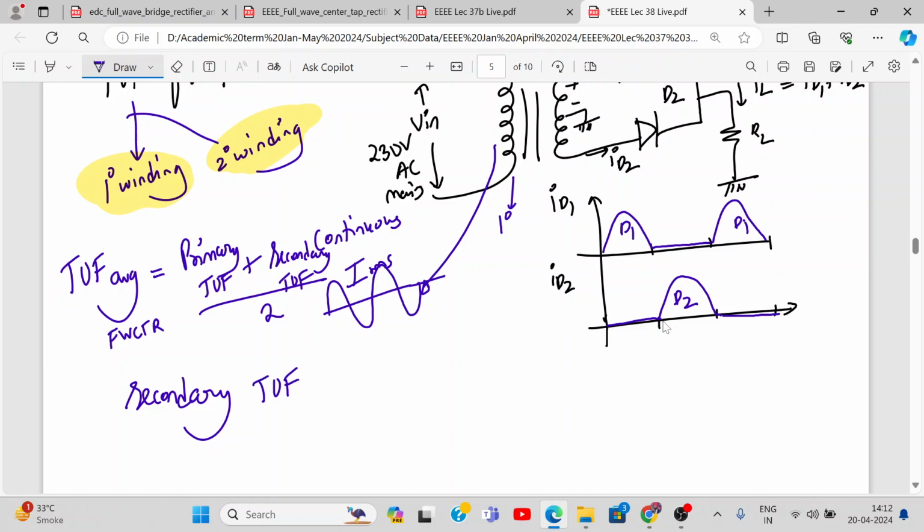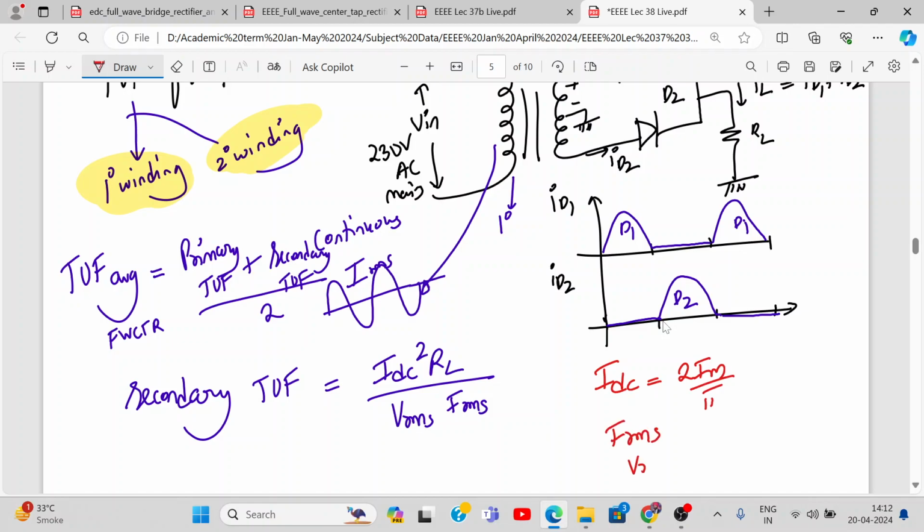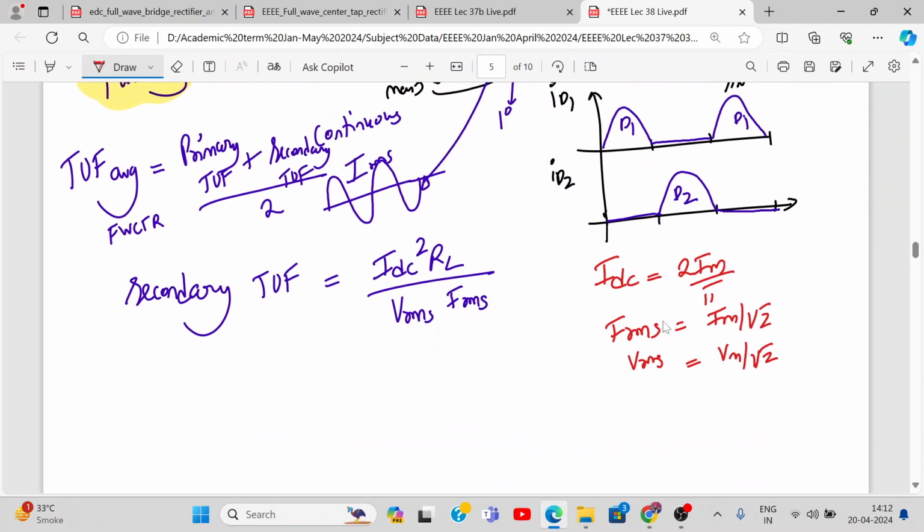Secondary transformer utilization factor. What is the formula given by? IDC square RL upon VRMS IRMS. Now tell me over here, what's the value of IDC for a full wave center tap rectifier? 2 Im by pi. Correct? What is IRMS and what is VRMS? We have derived now for the secondary winding. How much is it? Im by root 2, and here it is Vm by root 2. So let's substitute these values.